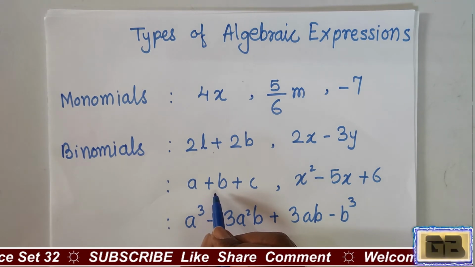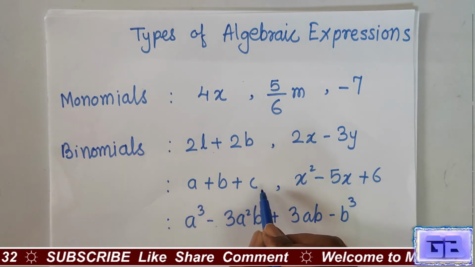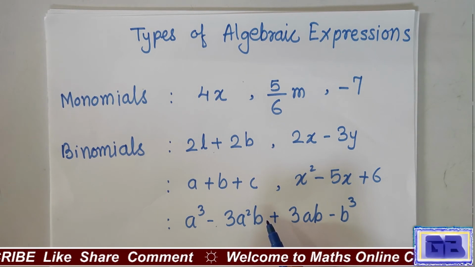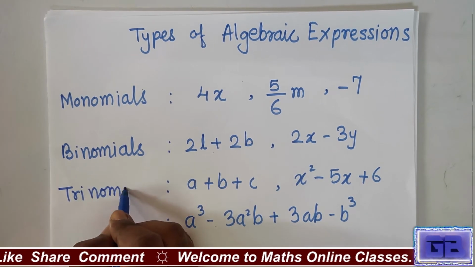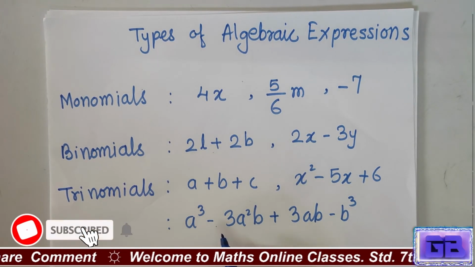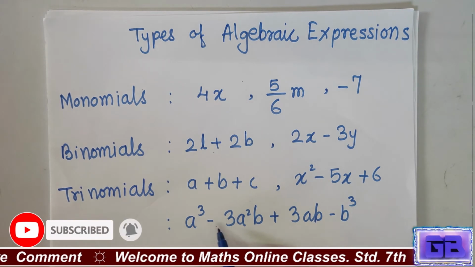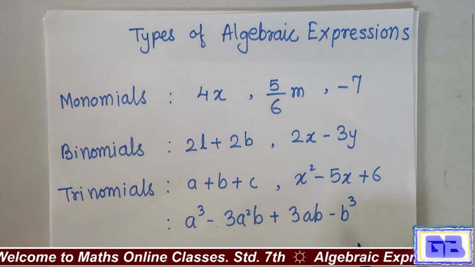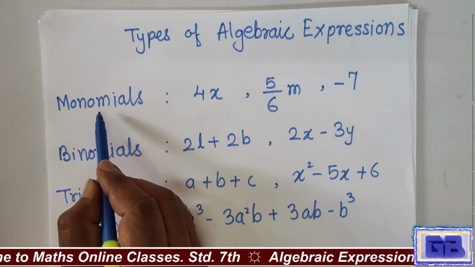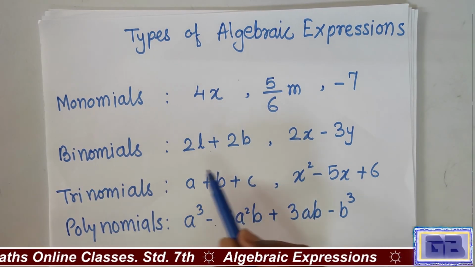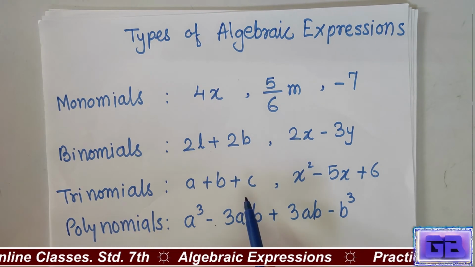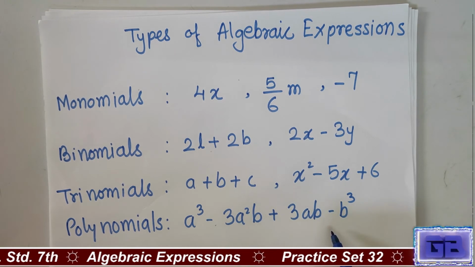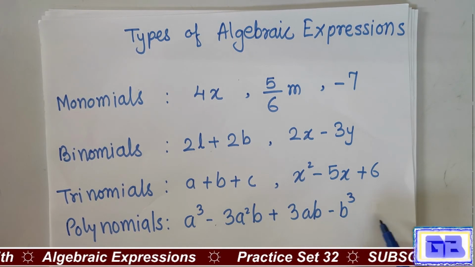Now let us take this example, a plus b plus c. Here three terms are there, here also three terms are there. If the given algebraic expression has three terms, then it is called a trinomial. And if the algebraic expression has more than three terms, here 1, 2, 3, 4, then it is called a polynomial. Monomials have a single term, binomials two terms, trinomials three terms, and polynomials more than three terms. It may be four terms, five terms, and so on.